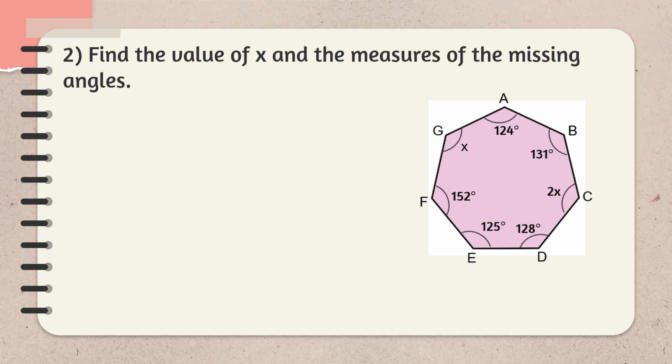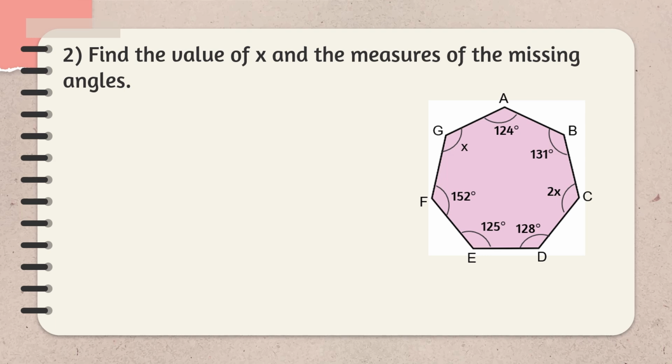So what are the missing angles here? Angle C and angle G are the missing angles, right? So first and foremost, in order to find out the angle C, we need to find out angle G, that is x. How do we do it? Yes, using the angle sum property only. Now, can anyone tell me what is the sum of the interior angles of a heptagon?